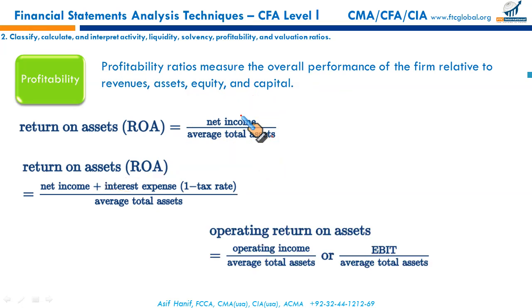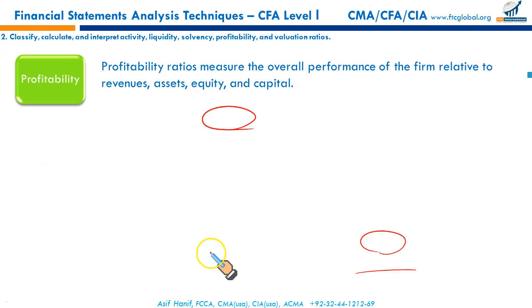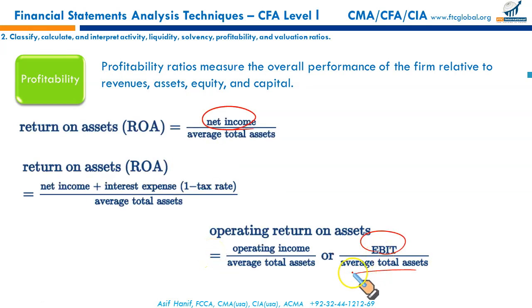Then operating return on assets. This profit is after interest and after tax. We want to take the profit that is more in control of a particular manager. For that we take EBIT, before interest and tax, upon average total assets, just like the previous one. EBITDA could also be taken as a numerator, expressed as a percentage of total assets.